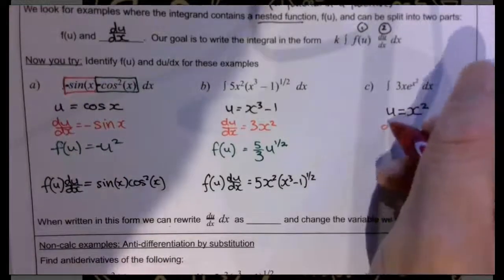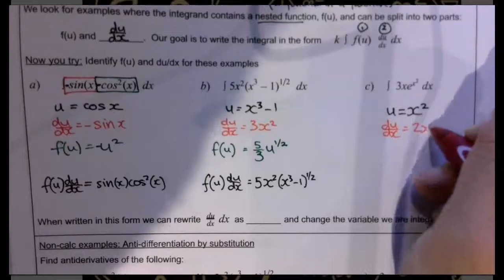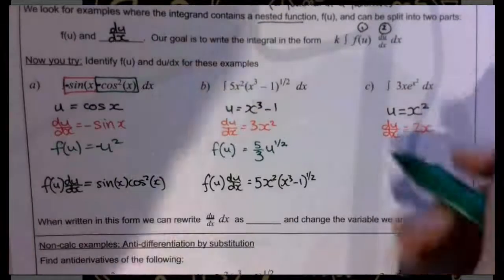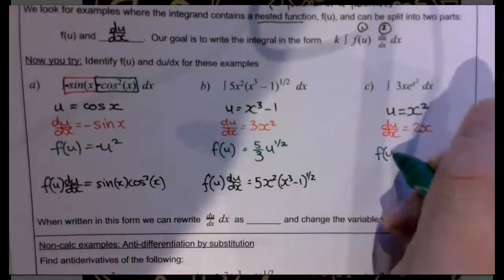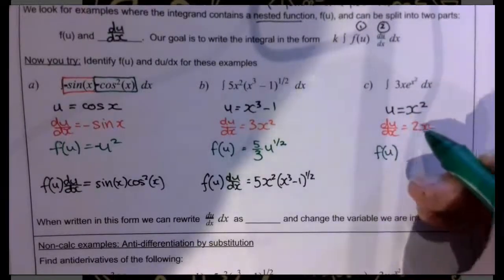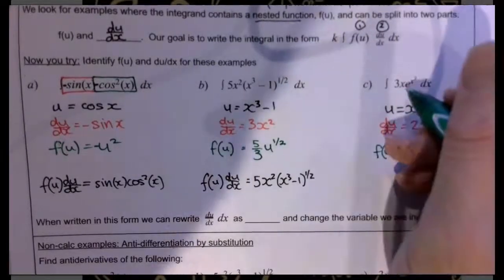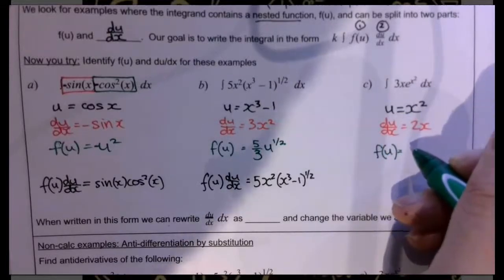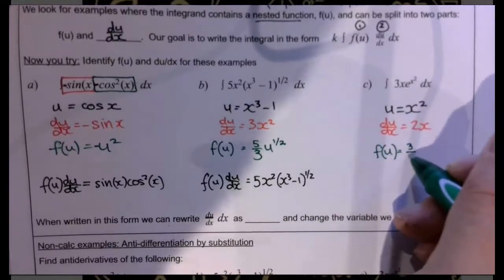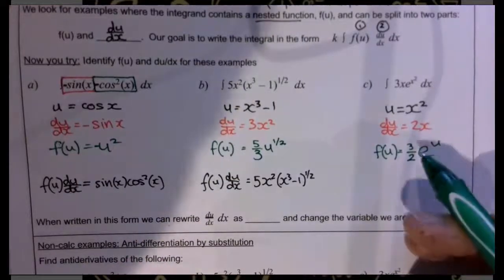du by dx then is pretty simple. du by dx is 2x. And to make it balance, this function divided by 2x, it's what's left over, is going to be 3/2 times e to the power u.